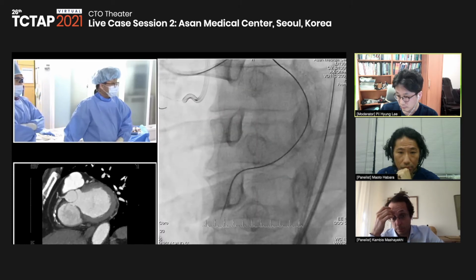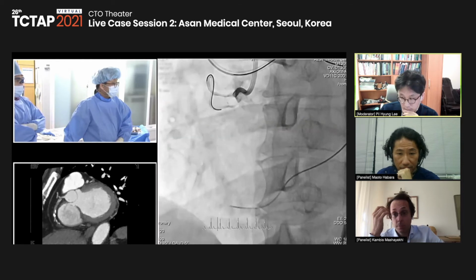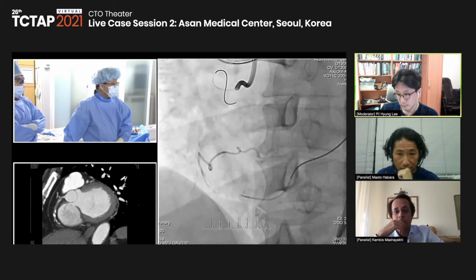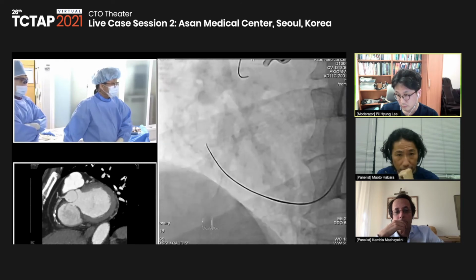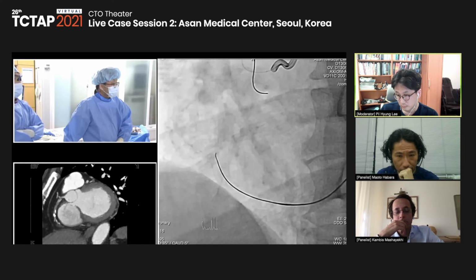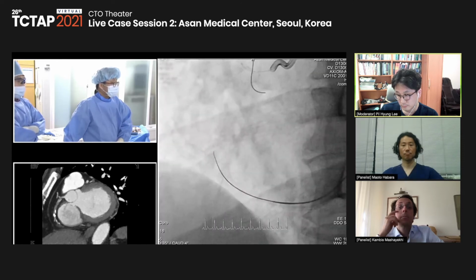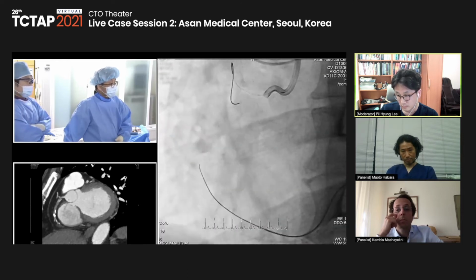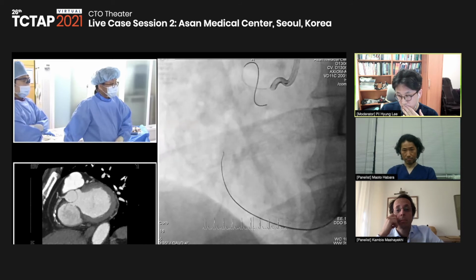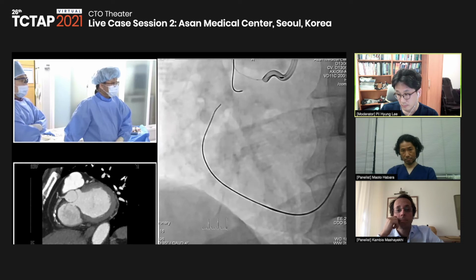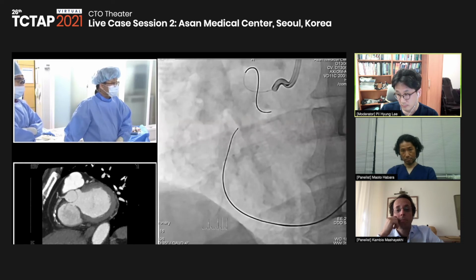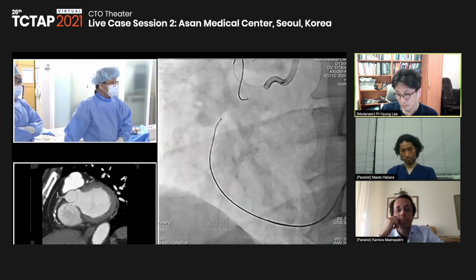Now I used the Sion wire to negotiate, and then changed it to the Gaia wire, again using the Corsair, but unfortunately the Corsair would not go in through here. So this is a problem. We do not have good microcatheter support at the distal, and we have to wire in this position. That's a very big drawback of this procedure.